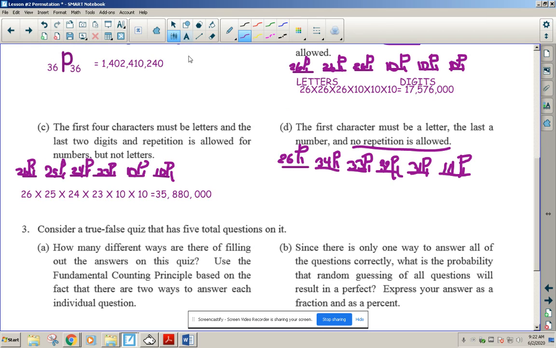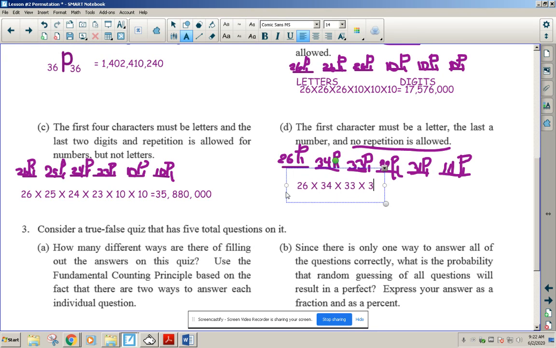So this gives me 26 different things times 34 different things times 33 times 32 times 31 times 10. And this condition gives me 289,386,240 different ways, different combinations.